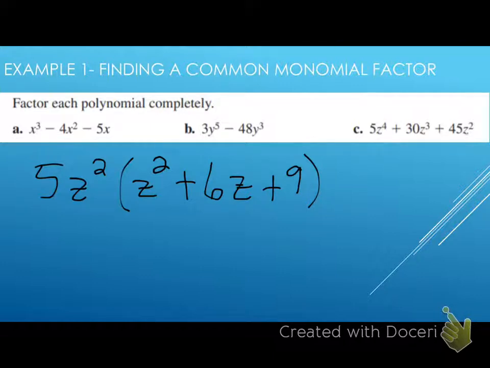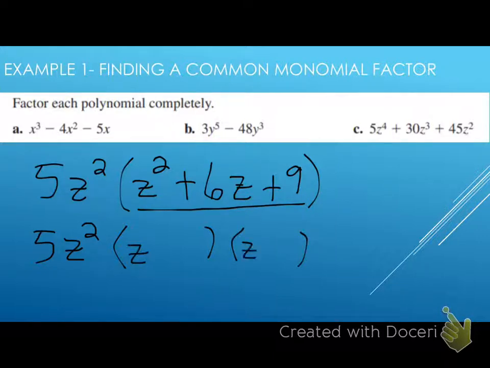Can anything else be factored? Yes. Z squared plus 6z plus 9 can be factored. Once again, do not forget about that 5z squared. Do I need to do slide and divide here? Nope. What's the variable I'm dealing with? Z. And filling in my x puzzle, what goes up top? And the bottom. Looking for two numbers that multiply to give me 9, add to give me 6. What are they? Positive 3, positive 3.